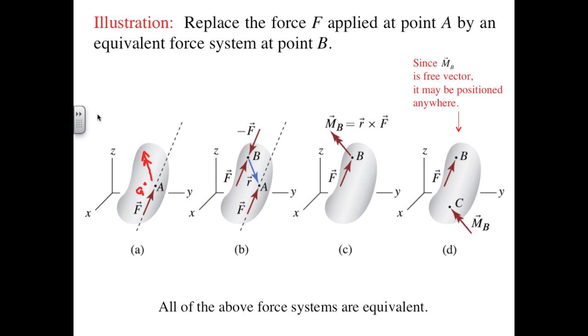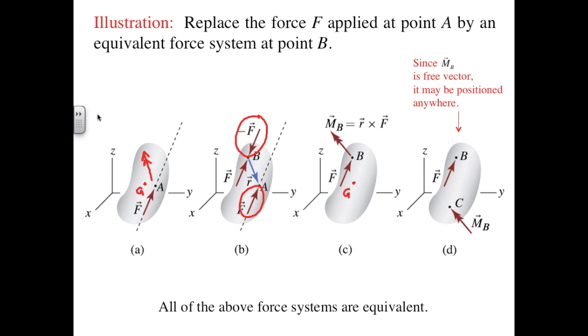Now suppose we pick a second point B on the other side of the object, as shown in figure B, with the intention of eventually moving our force from A to B. We begin by putting equal and opposite forces at B, just as we did in the previous slide. We intend to use the minus F force at B to cancel the effect of the force at A, but the lines of action of those forces are now separated by some distance, so we can replace that pair with a couple. Since the couple is a free vector, we can put it anywhere we like, so let's place it at B.